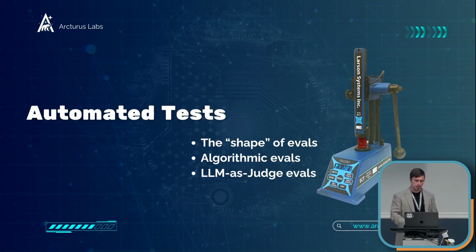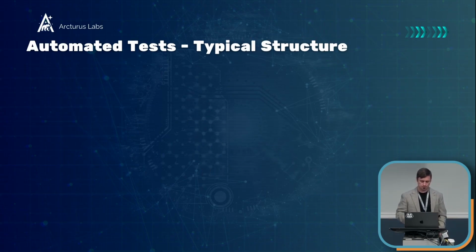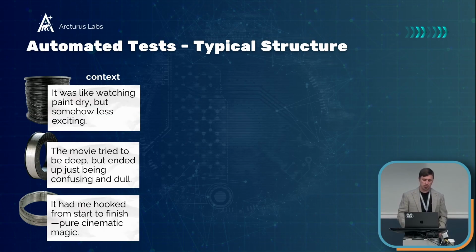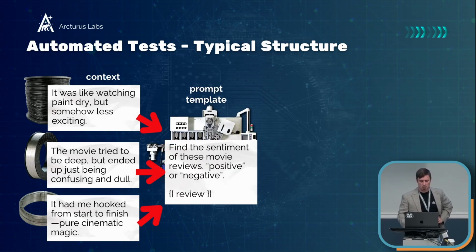So what does an automated test look like and how do you build it? First of all, let's look at the typical shape of an automated test. On the input, we have context, different types of stuff. And in this case, we're doing movie reviews, for example. "It was like watching paint dry, but somehow less exciting." "The movie has tried to be deep, but it ended up being dull." "It had me hooked from finish to start." So we have different contexts, and our prompt template, obviously simplified here, is going to be something that, in this case, figures out reviews, positive or negative.